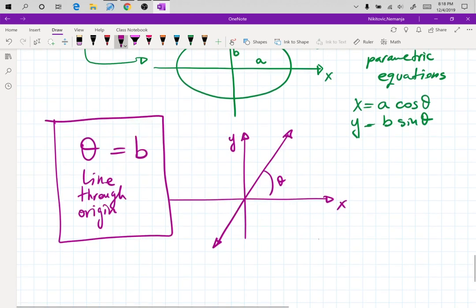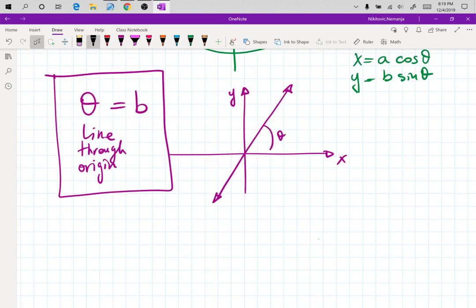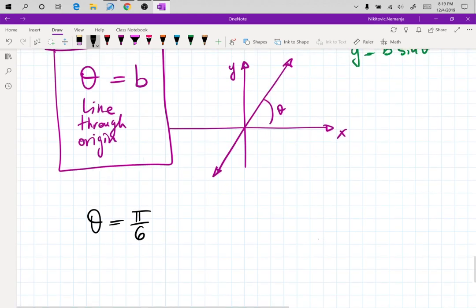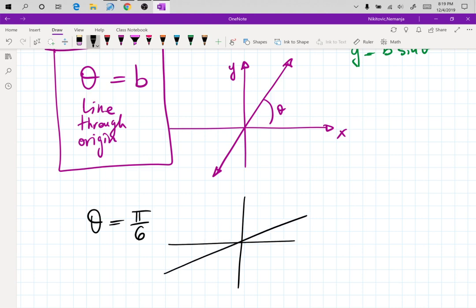So theta equals a value, a number. Theta equals b. So an example, theta equals pi over 6. Theta equals pi over 6 is just going to be a line that is at 30 degrees going forever in both directions, right, to the left and to the right. So those are your basic functions.